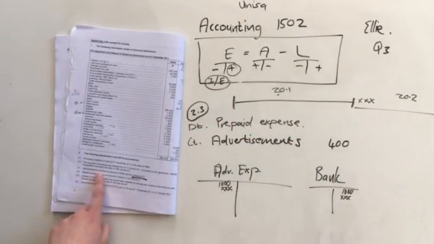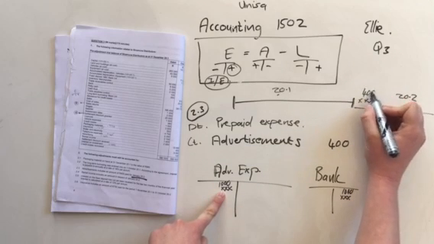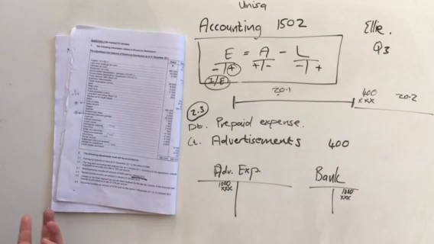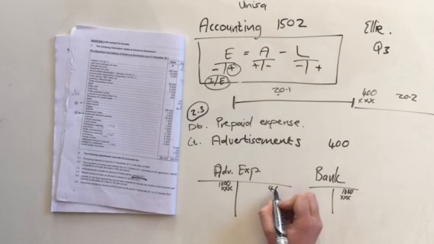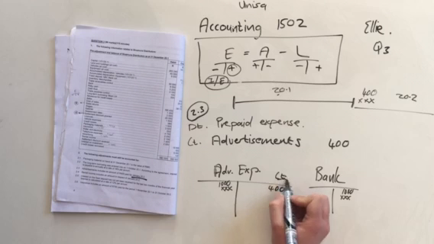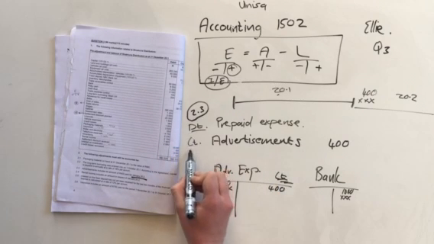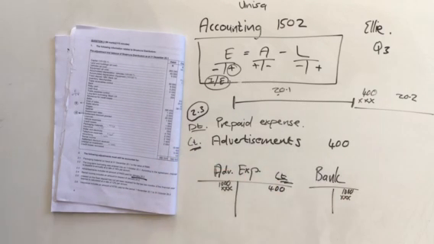But now the question says it includes an amount of 400 Rand that was actually only for next year. So what we need to do is take it out. We take it out by just putting it on the other side. And that is why we are crediting. That is why we are crediting the expense.